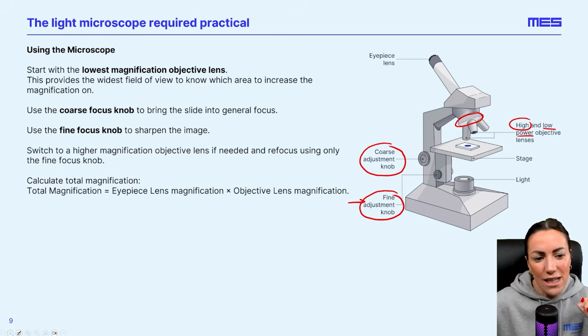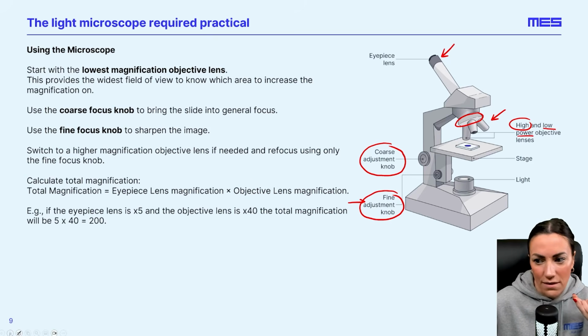If you're asked to calculate the total magnification, which you might be, there are two lenses to consider because the eyepiece lens has a magnification and the objective lens that you've been using has a magnification. So the total magnification is calculated by multiplying those two together. So the eyepiece lens magnification times the objective lens magnification gives you the total magnification.